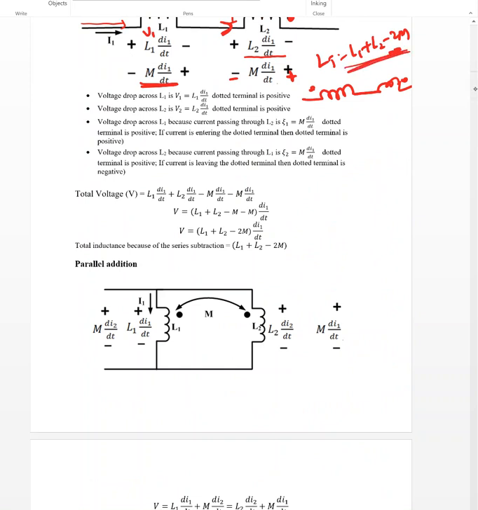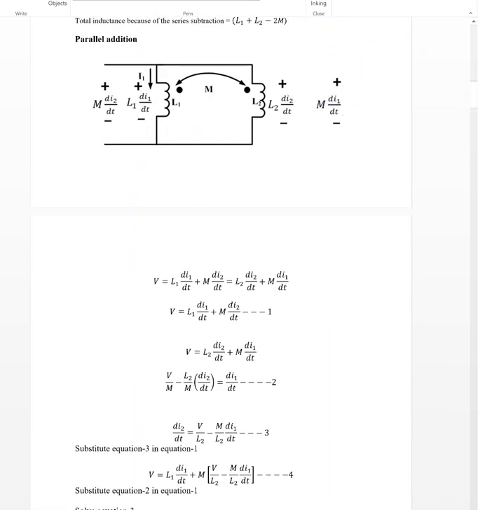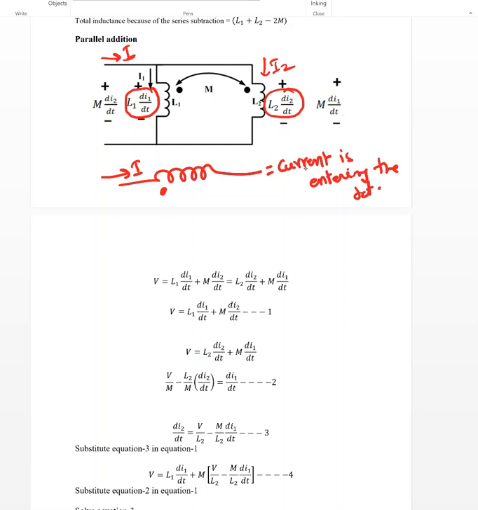Now, when the two inductors are in parallel addition, because of the self-inductance we have L1 times di1 by dt, and because of self-inductance, L2 times di2 by dt. Whatever current comes in is going to split into I1 and I2. I1 is flowing here. Because of the current I1 there is a mutual inductance, and the current is entering the dot. Remember, the dot is where my current is entering. So here current is entering the dot.